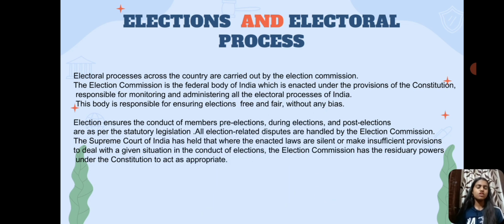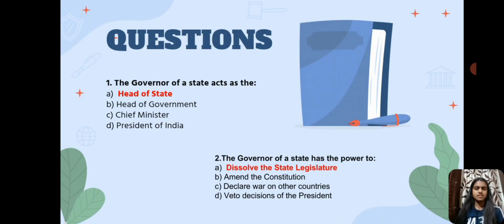Here is our final topic, the elections and electoral process. Electoral processes across the country are carried out by the Election Commission of India. The Election Commission is a federal body of India which is enacted under the provisions of the Constitution, responsible for monitoring and administering all the electoral processes of India. This body is responsible for ensuring elections are free and fair without any bias. Let us look into a few questions on the elections and the electoral process.